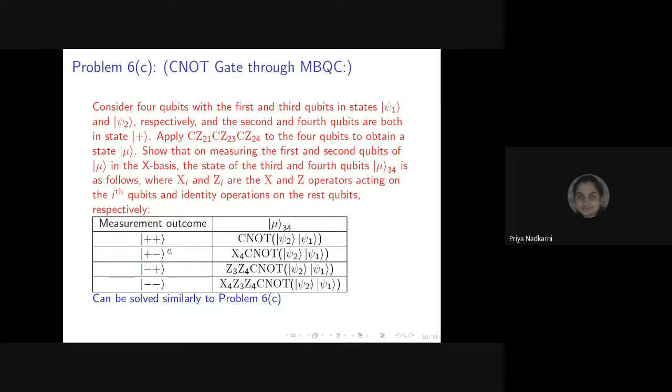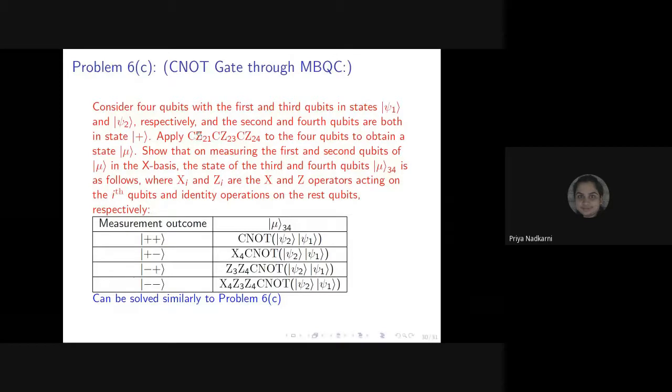So we get plus plus, plus minus, minus plus, and minus minus. And we get the C naught operation in each case, but it's applied by either an X or Z operation on either of the two qubits over here. So hence we can even implement the C naught gate through MBQC.